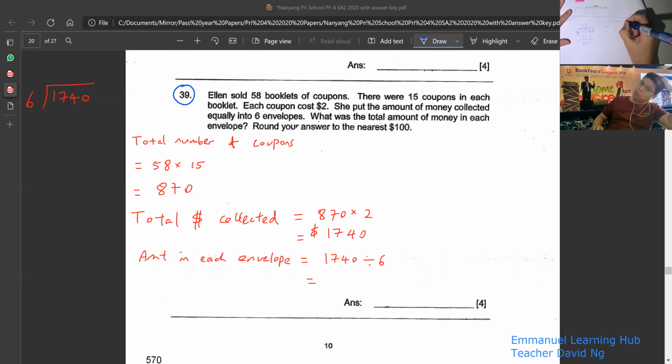Please go and memorize your multiplication timetable. If you have memorized, you do not need to write out like this. Because the way you write it out like this, it's going to waste a lot of time during the exam.